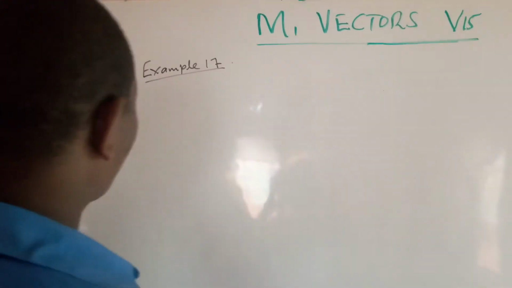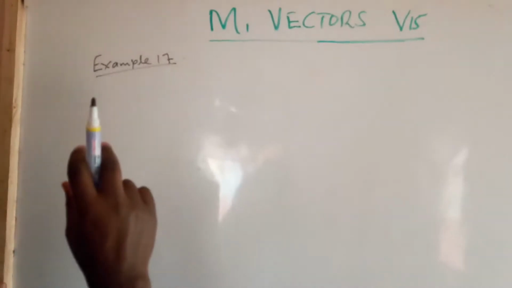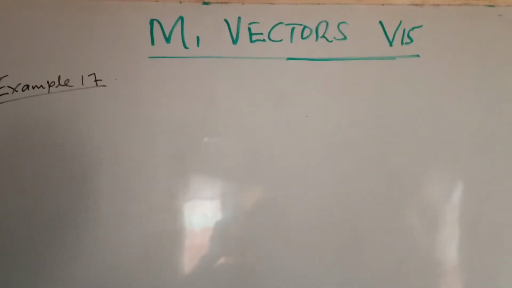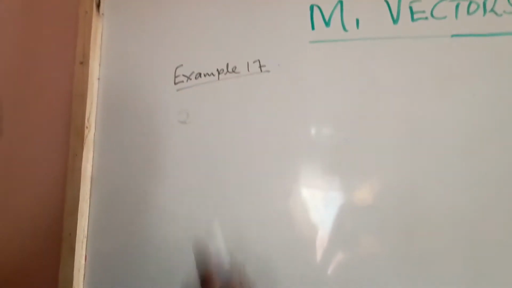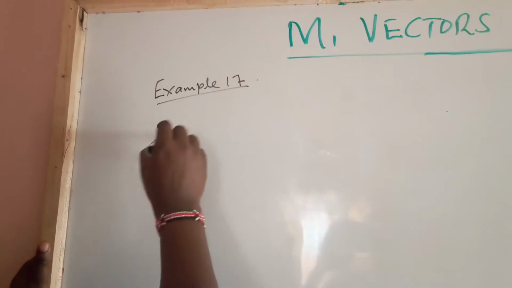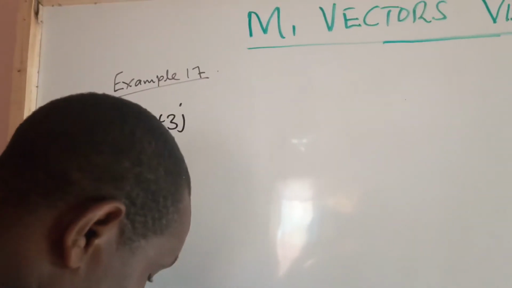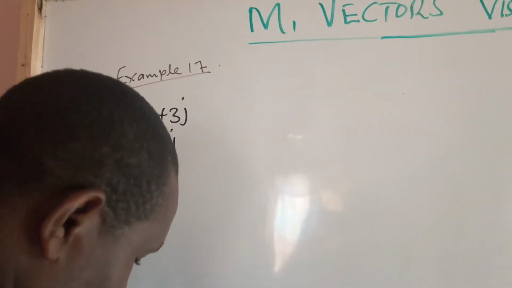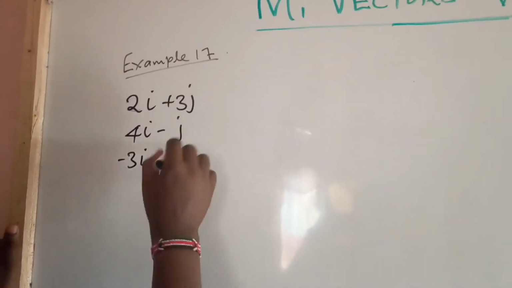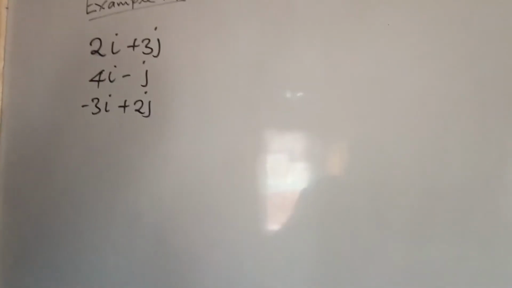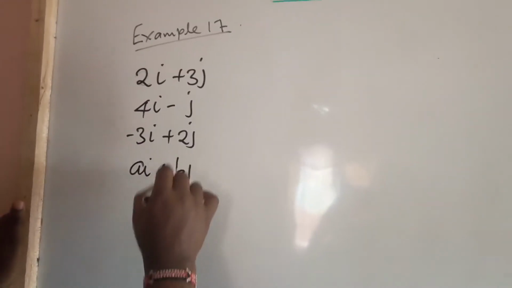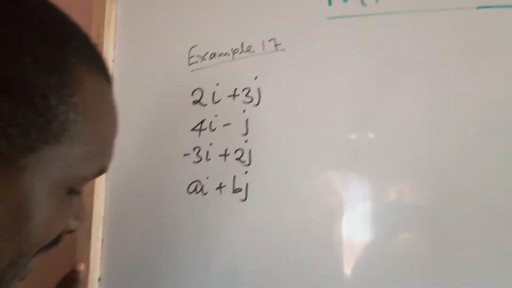We have had something like this when we were talking about statics, a certain topic in the same unit of mechanics, so it's not anything new to us. Example 17 says the forces 2i plus 3j, 4i minus j, and minus 3i plus 2j act on a particle which is in equilibrium. And again, by the way, there's a fourth force which is ai plus bj. They all act on a particle which is in equilibrium. And then we are expected to find the values of a and b.